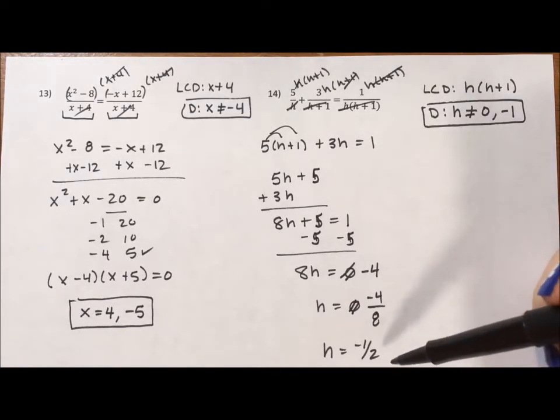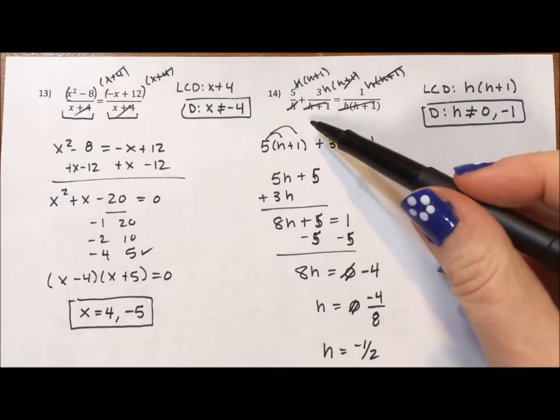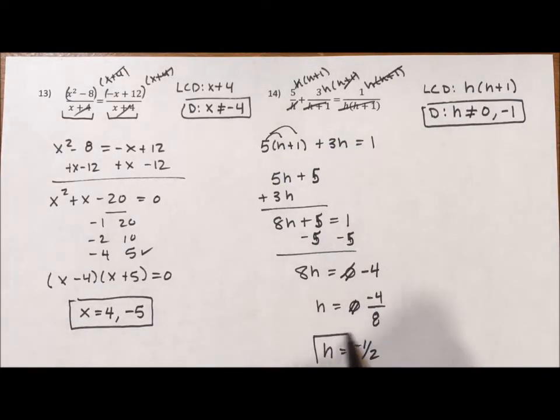Okay, so we get to the end. We have negative 1/2. That is neither of my restricted values. Come back, plug it back in. I highly suggest you do that to make sure your answer is correct.